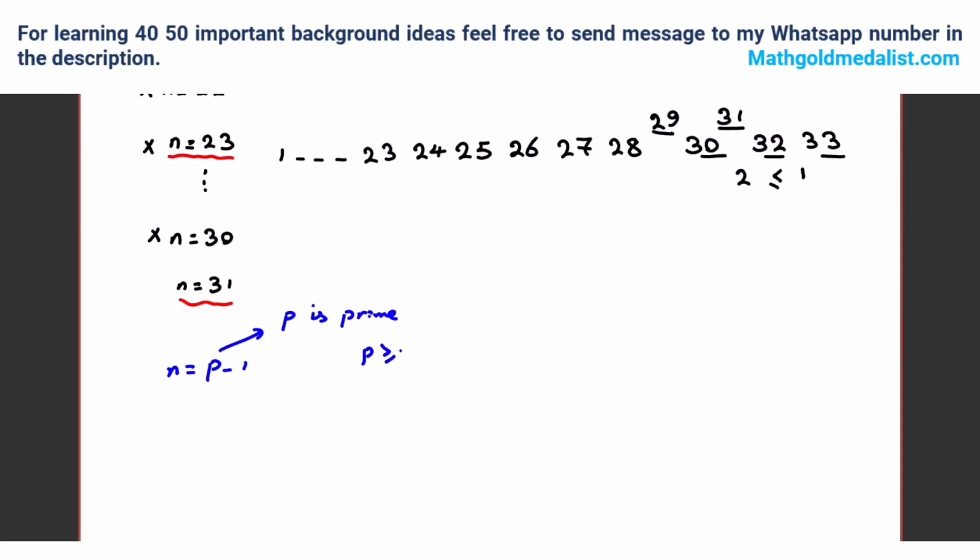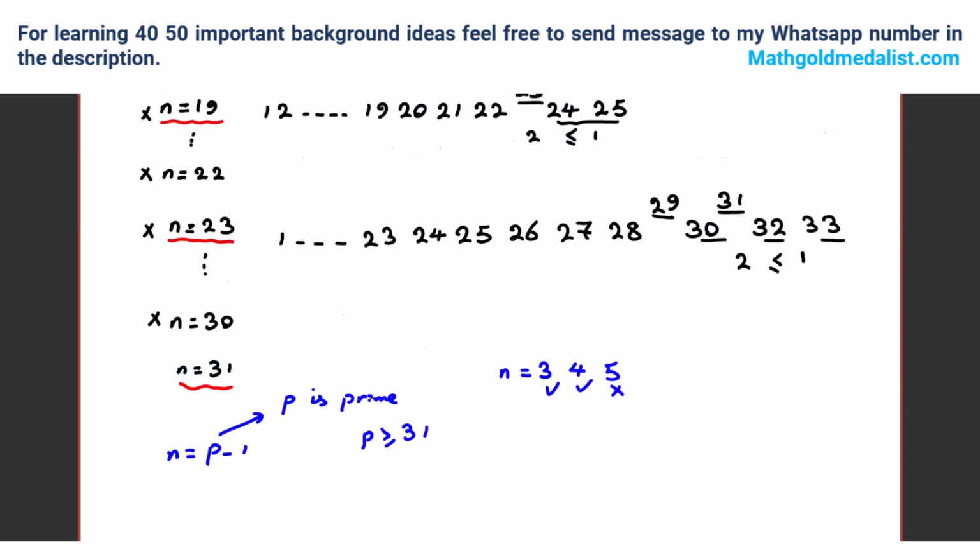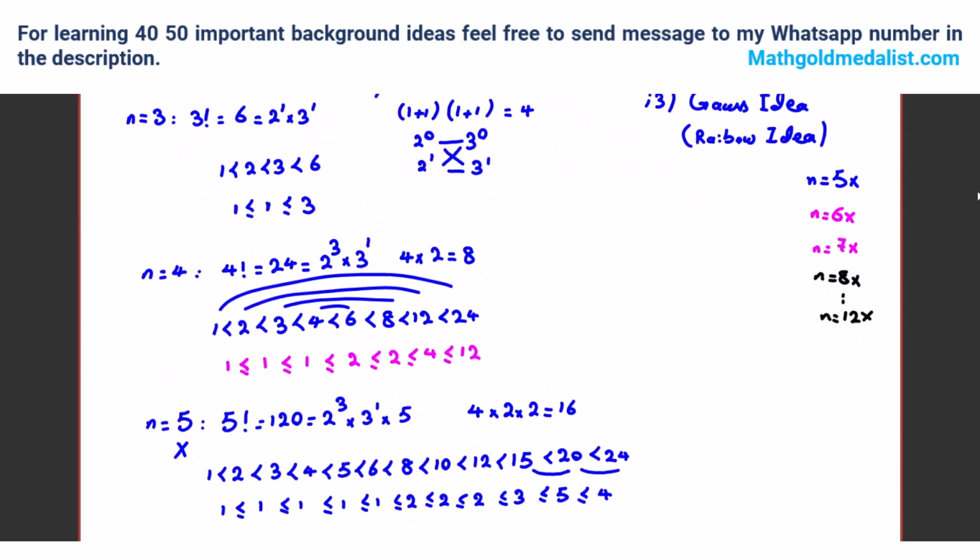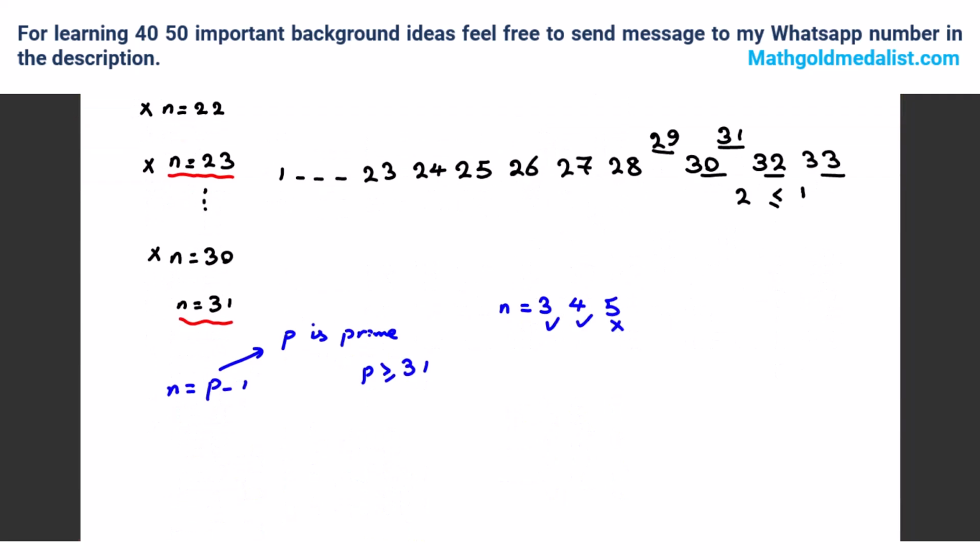And p is at least, we can say, 31, okay? So we know all numbers: 3 is good, 4 is good, 5 not good, as we said here, 6 not good. All these numbers are bad. We can say somehow it's similar to induction. Until p minus 1, all of them are bad, and p is at least 31.